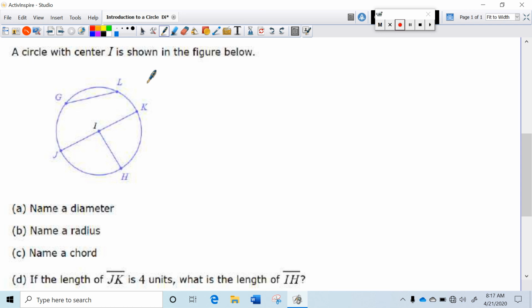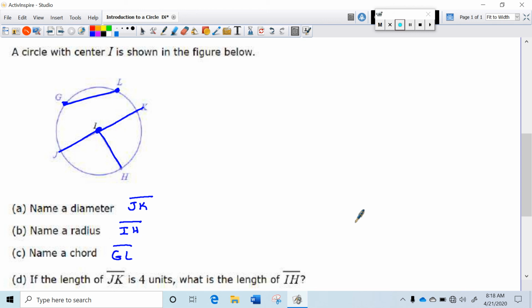Okay, the next one, a diameter. A diameter includes the center and goes to 2 points, one on either side. So from J to K. A radius goes from the center and just goes to 1 point, so from I to H. And a chord goes from side to side, G to L.